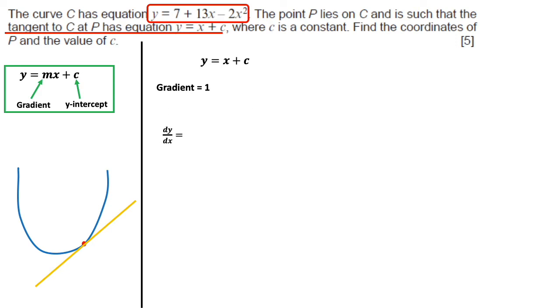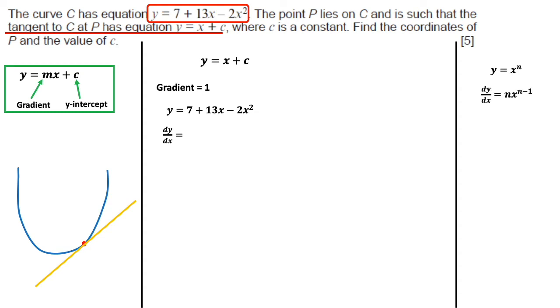Before we look at differentiating that, let's remind ourselves how to differentiate. If you have y equal to x to the power of n, then to differentiate, you bring the power to the front, so the n comes to the front, and you decrease the power by 1. So the differentiation of x to the power of n is nx to the power of n minus 1. Let's go back to the question.